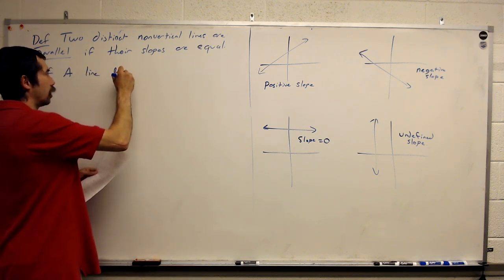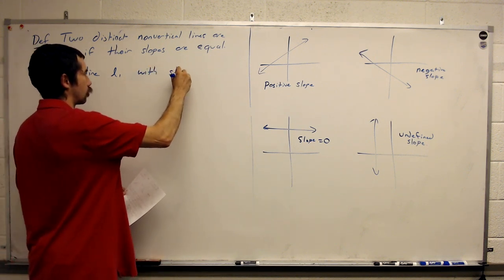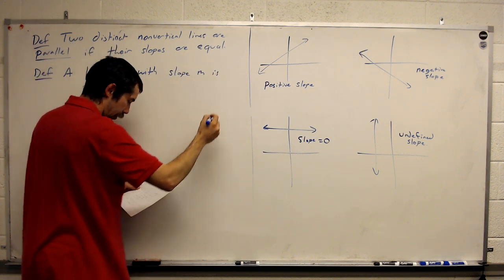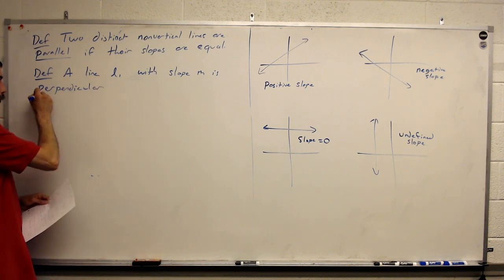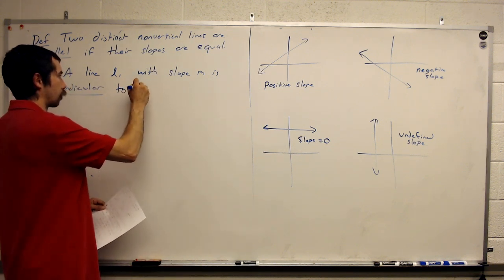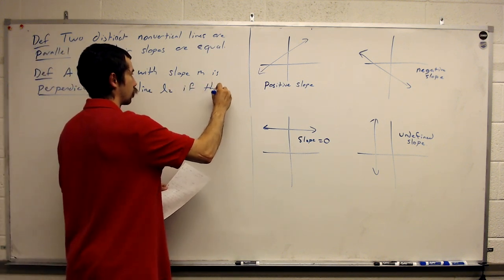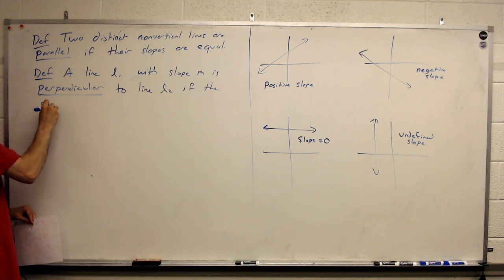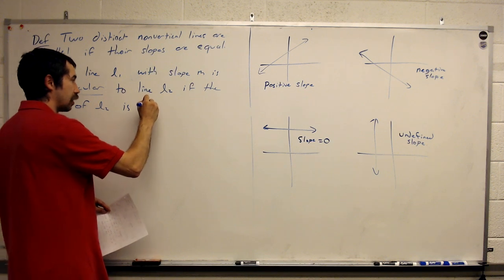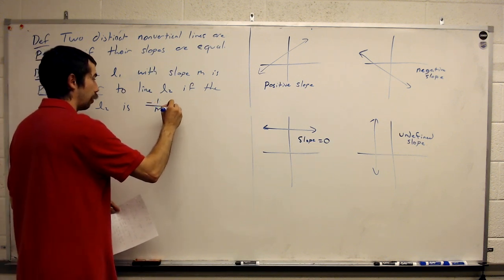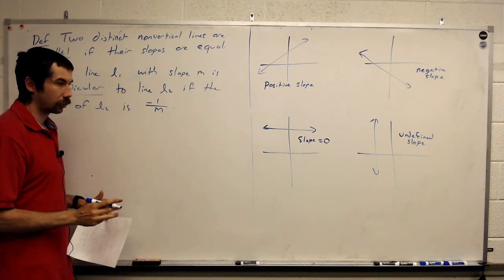A line L1 with slope m is called perpendicular to the line L2 if the slope of L2 is negative 1 over m. Okay, perpendicular means that the lines intersect at a right angle.